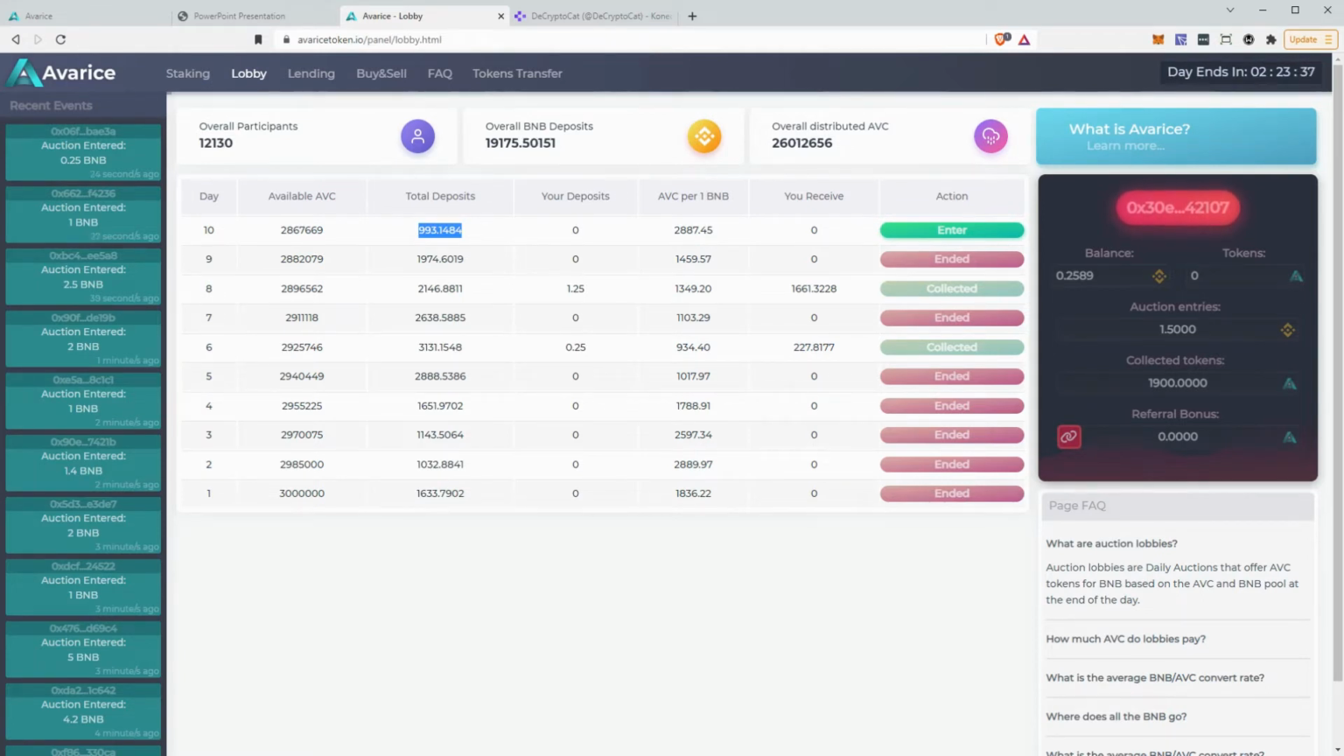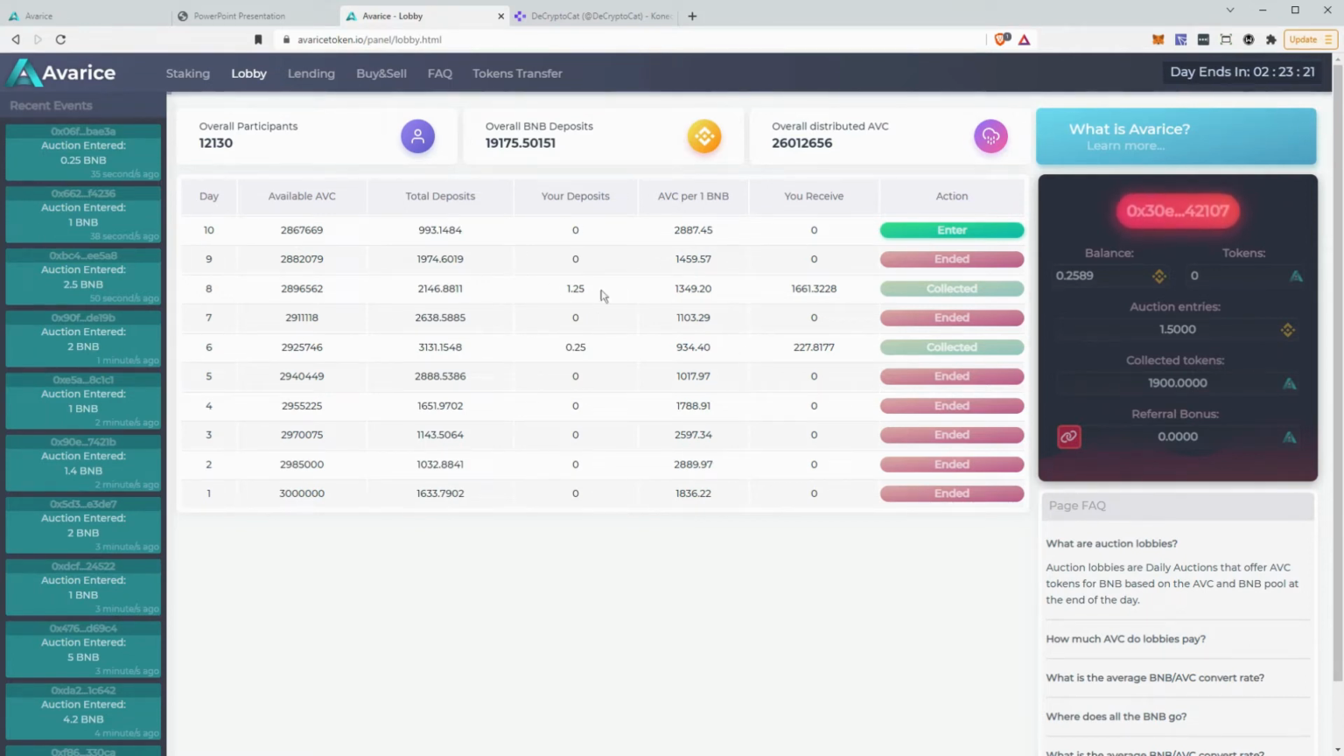So you can see as of right now, if I were to put in one BNB, I would be expected to get 2887, but that won't be the amount that I get because more BNB will be deposited before this timer is up in 2.5 hours. So guys, the timer ends at 00 UTC, which is 8 p.m. currently EST. And so you can expect this number to go up, which makes this number go down, right? It's a relative percentage as to how that works.